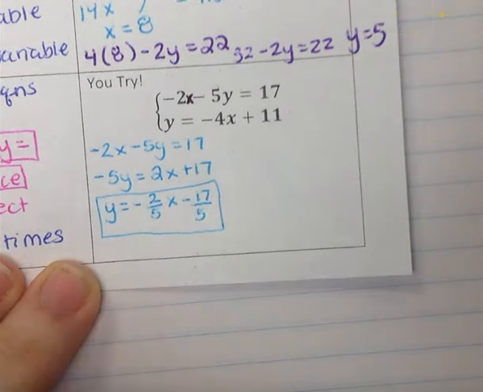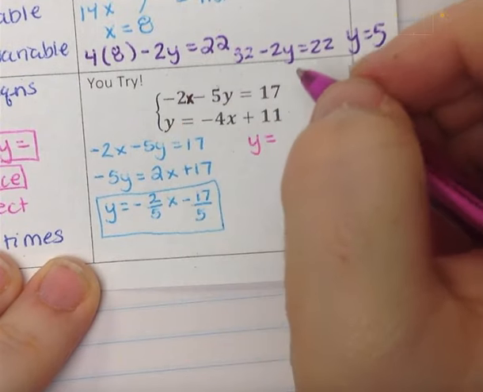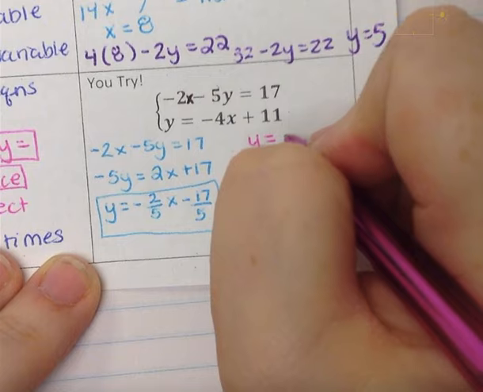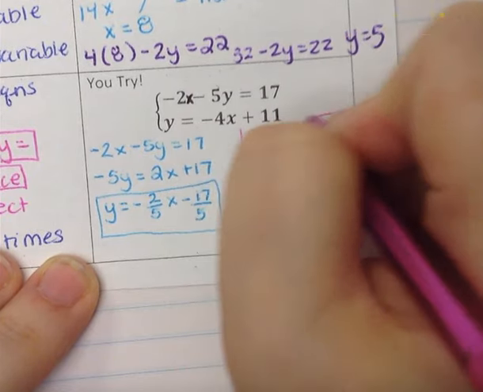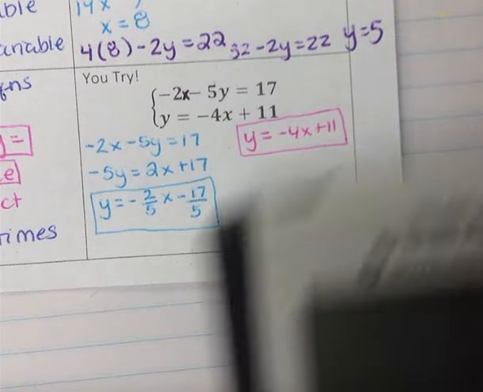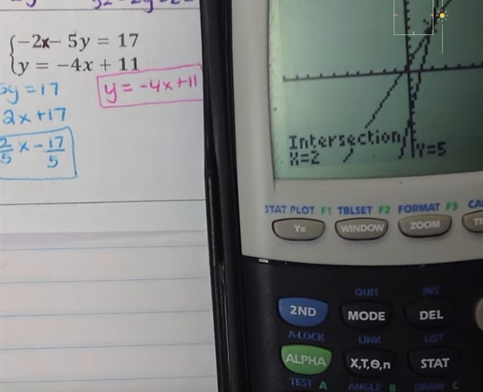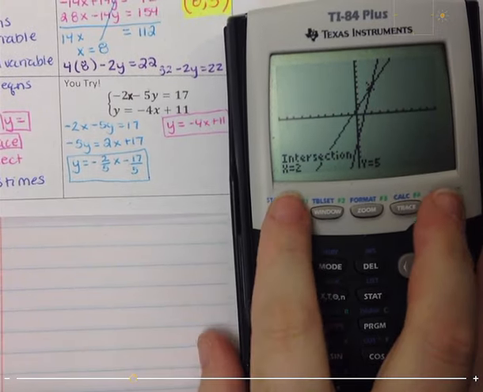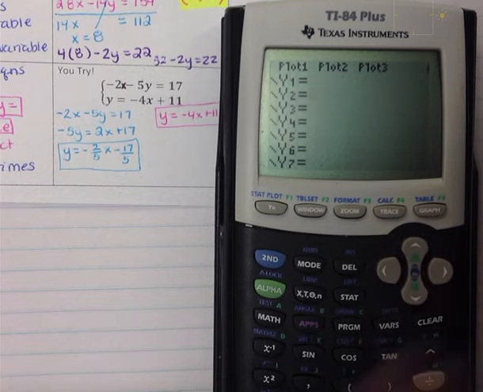And my second equation is already in slope-intercept form, so I'll rewrite that in that pink or purple, whichever color. y equals negative 4x plus 11. Now I can plug these into my calculator. So I still have the last example in there. I'm going to zoom out some. I'm going to go to my y equals. I'm going to clear these out from y1 and y2.